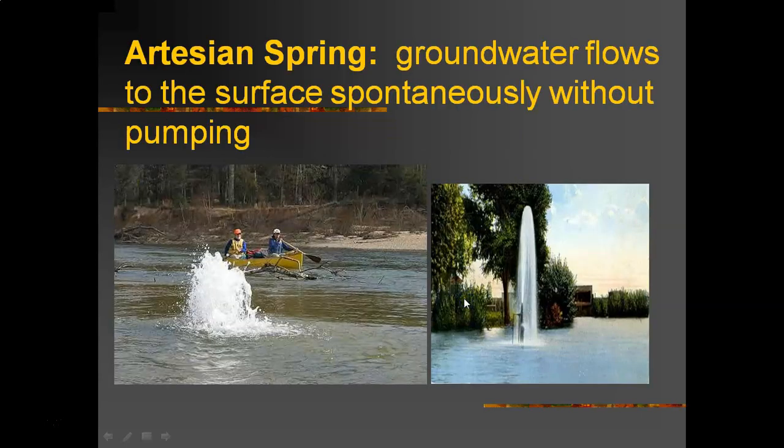All right, another term is artesian water, artesian flow. And I've got some examples here of, here's an artesian spring coming out of a river. And here's an artesian spring in Colorado, and they've actually made it into a well. Now, a lot of people are kind of surprised by the actual definition of artesian. All right. This is it. This is the definition. Groundwater in the subsurface is able to flow to the surface spontaneously without pumping it on up. All right. And so here we go.